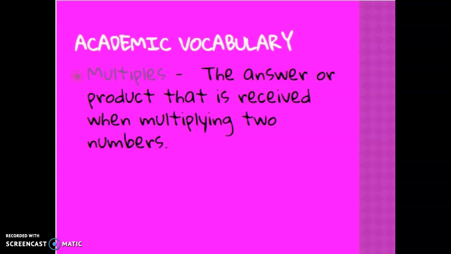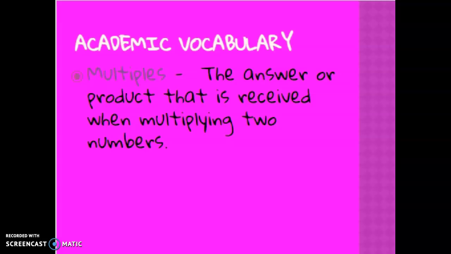But the first thing that we're going to do is talk about our academic vocabulary. We learned some academic vocabulary all throughout multiplication. We've learned about arrays. We learned about equal groups. We learned about repeated addition. We learned about what multiplying means. We learned what the answer to a multiplication problem is called, the product. We learned about the two numbers that we're multiplying. Those are called factors.